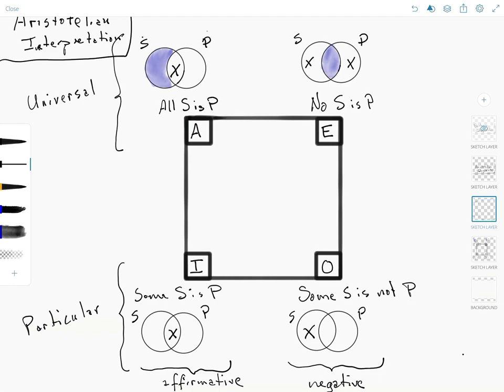Now, what does that mean? First of all, it only has to do with universals. Particulars always imply existence, because if you're talking about some S is P, for instance, some cow is a Jersey, then that is a reference to an existing thing. There's at least one cow. That at least one cannot not exist. So the interpretation does not apply to particulars. Particulars always include existence. Now, what's the alternative?